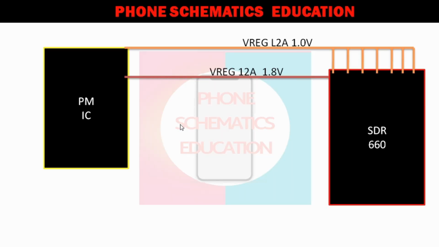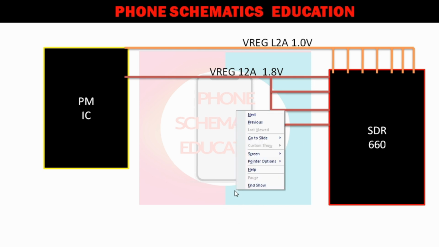Another line comes from the power IC, voltage regulator LDO 12A 1.8. This line is connected in four different ways with 8 balls. This line is connected to 12 balls, and this line is connected to 8 balls. On this line you will get 1.8 volts. So same process: you will check each and every component on each and every line for 1.8. Do this process before removing the SDR IC, right?